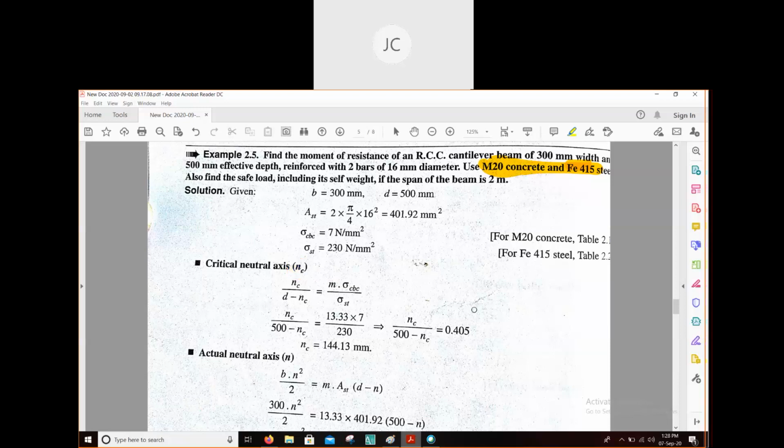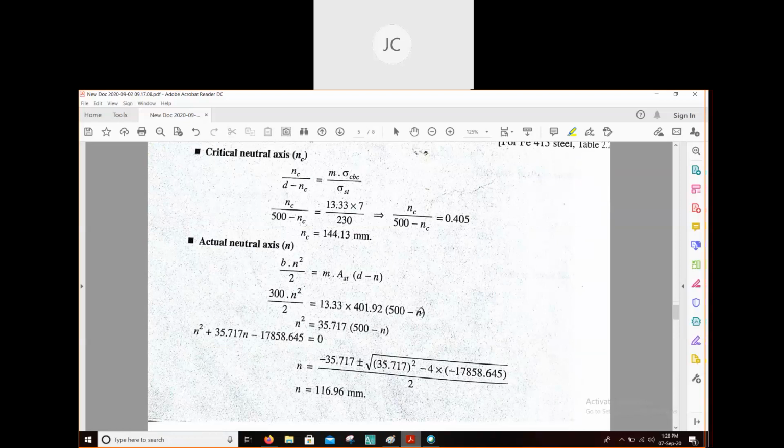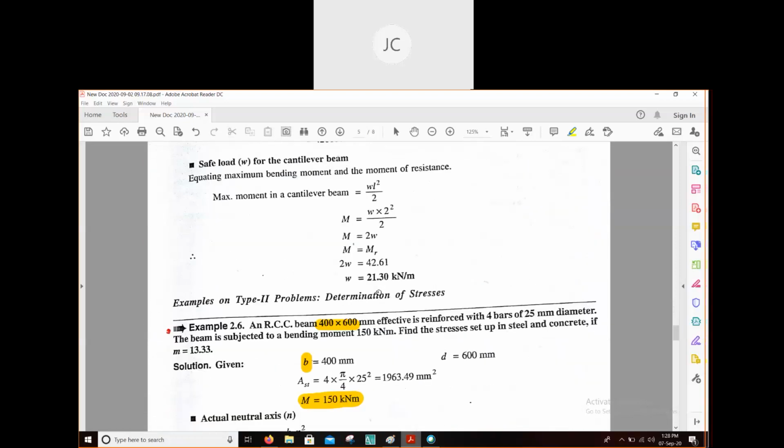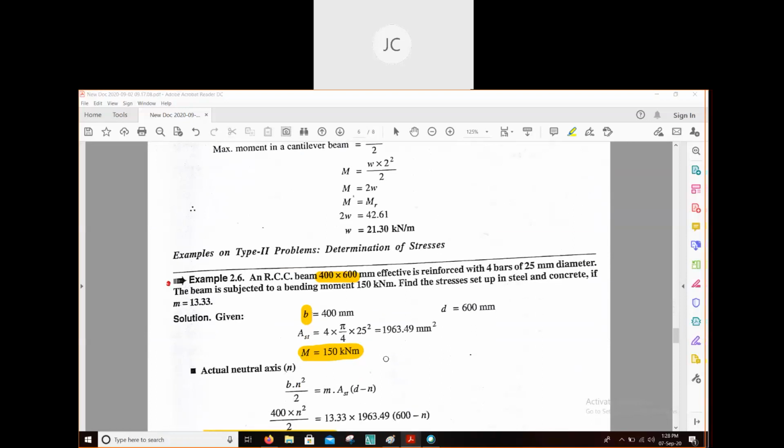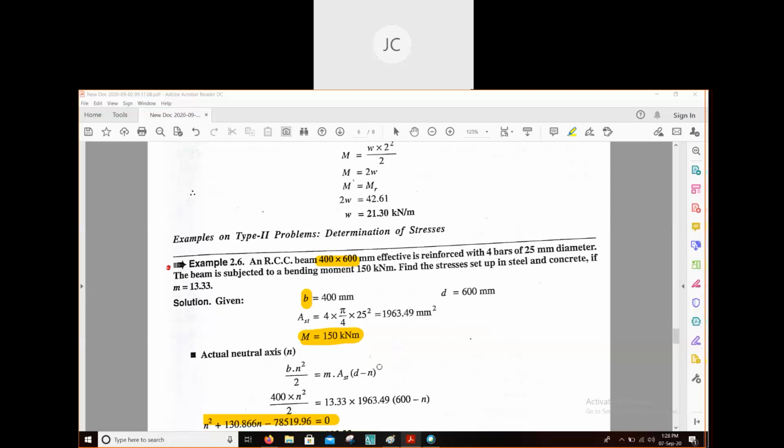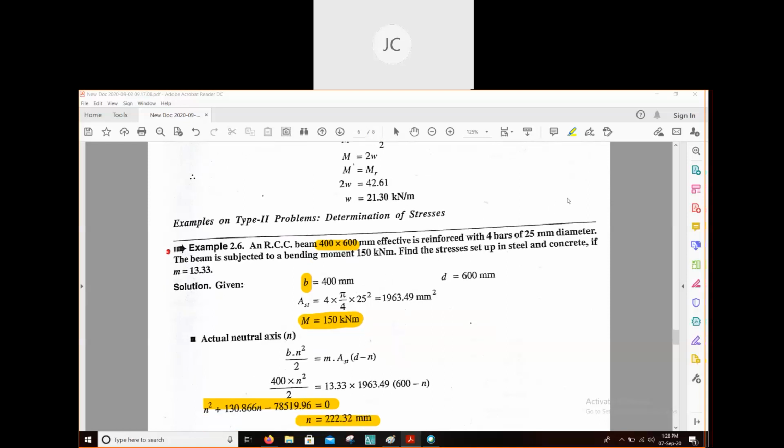Can anyone tell me what will be the type of section in this question? Because we can't find out nc, and by comparing those two values we can't say what the type of section is. What will be the type of section in this question? Because we can't find out the value of the critical neutral axis. Over reinforced. Okay, next.